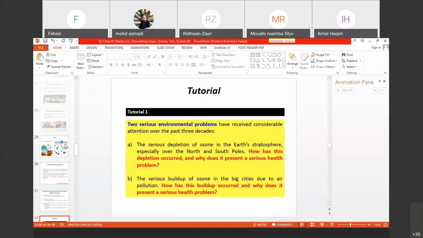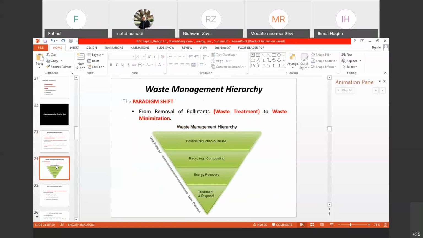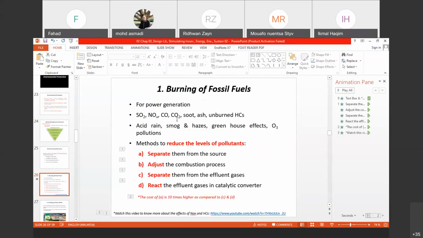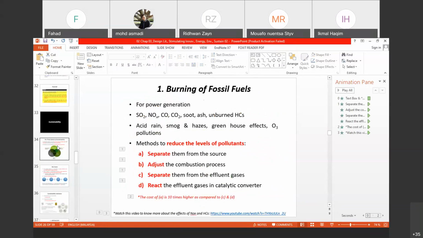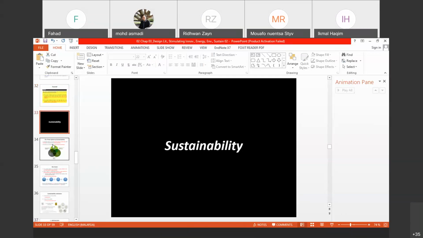I already presented here, right? Already told you about the build up of air pollution, especially the burning of fossil fuels, right? Even in the big cities, there are many industries and too many vehicles. So the main problem is the burning of the fossil fuels. Even petrol or diesel is from fossil fuels.